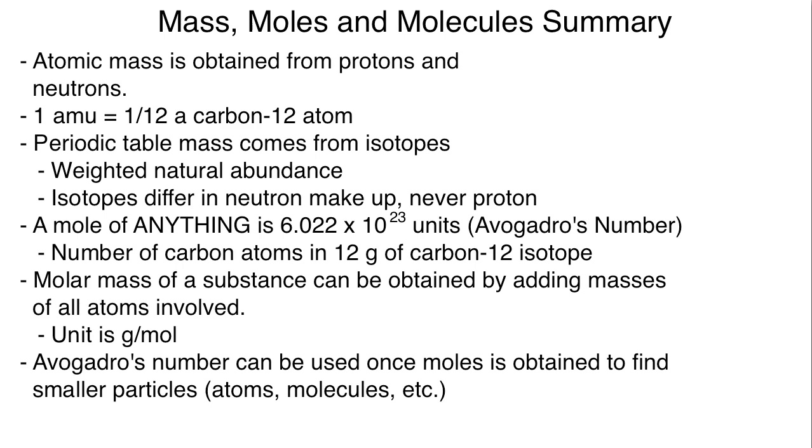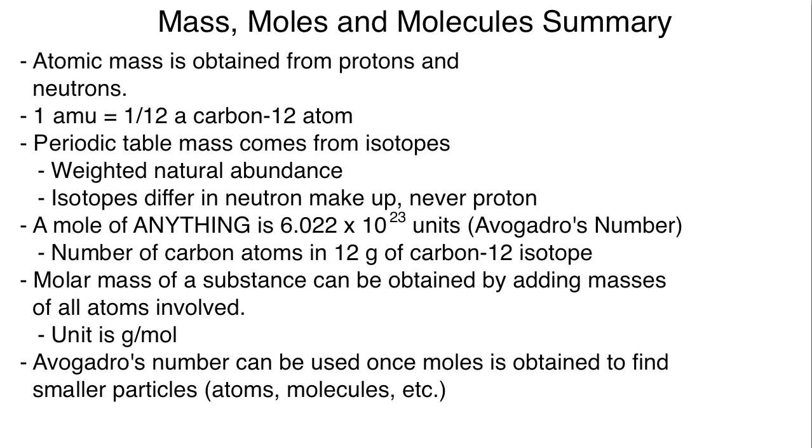One carbon can weigh more than another carbon, a 14 versus a 12, but that's due to neutrons. That is not due to additional protons, and you have to remember that, because protons also contribute to the mass, but those are not the ones that are going to be changing when you're dealing with isotopes.